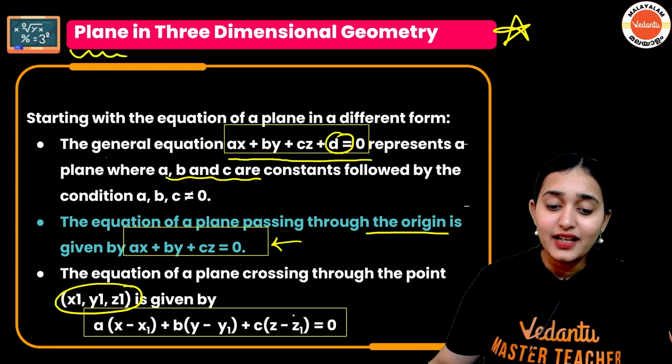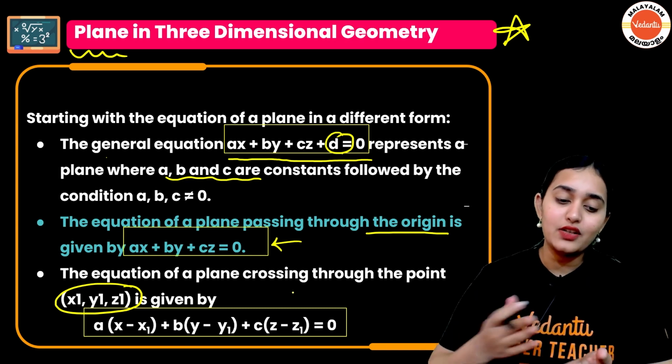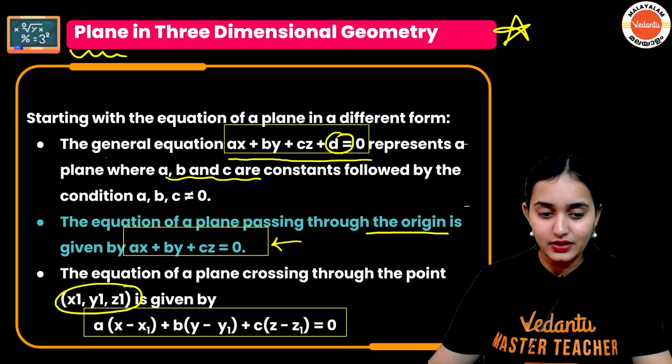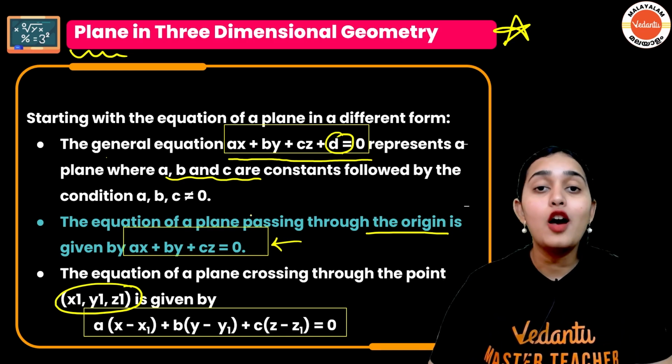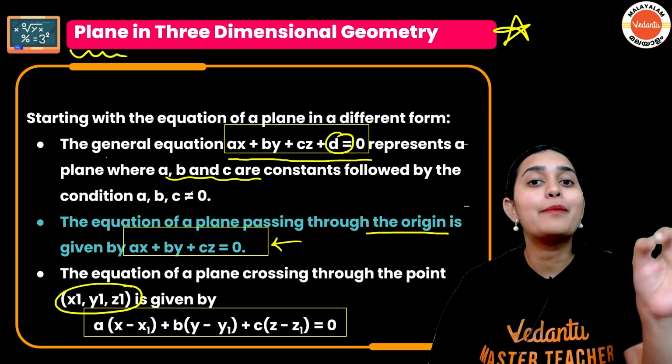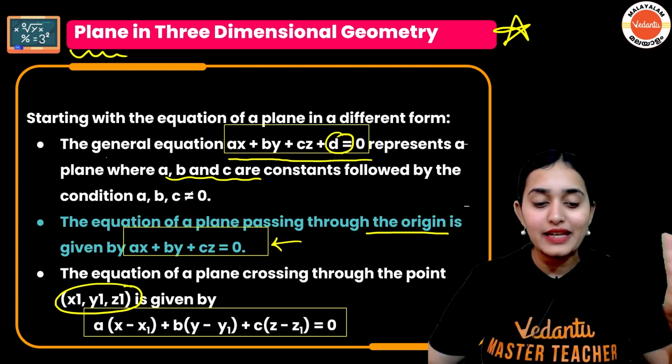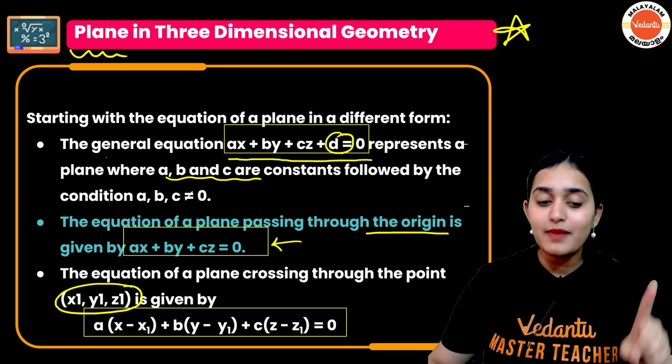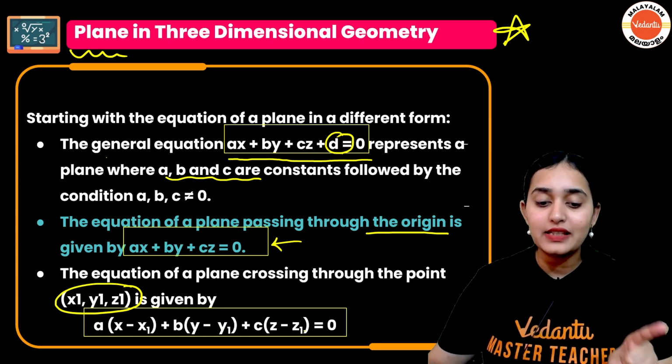Where is d? d is here only. You will get d when you open the brackets and simplify. So these are the 3 formulas for the equation of a plane. Equation of a plane: a(x - x1) + b(y - y1) + c(z - z1) = 0.